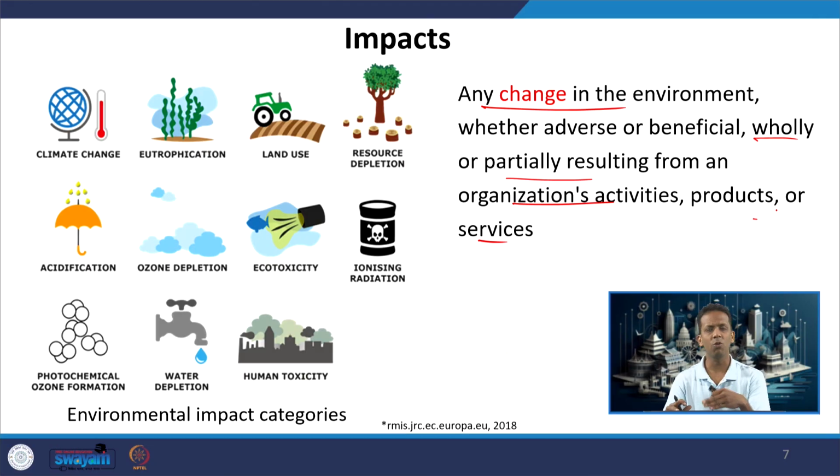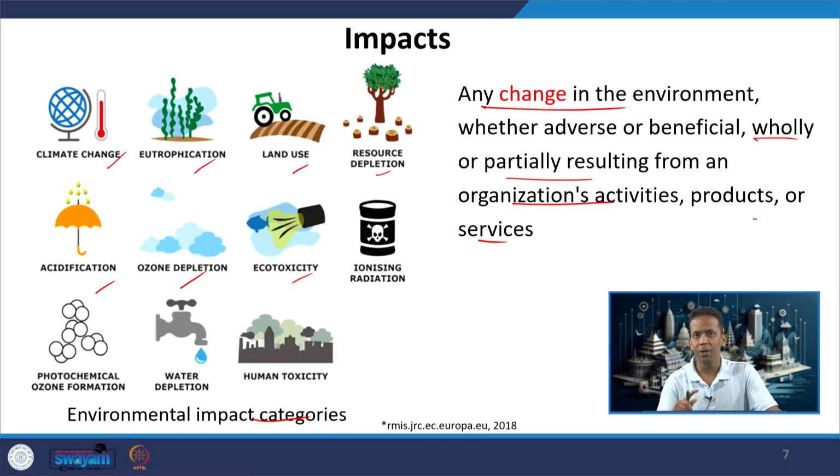It is very much associated with aspect. Every aspect is going to have an impact. So, that impact should be measured. There are different categories of impact because there are different components of environment. We have air, water, soil, then surroundings, then biodiversity. Okay. So, each of these components in the environment can be affected. So, you see climate change, eutrophication, land use, resource depletion, ecotoxicity, acidification. So, these are all possible impacts on the environment.